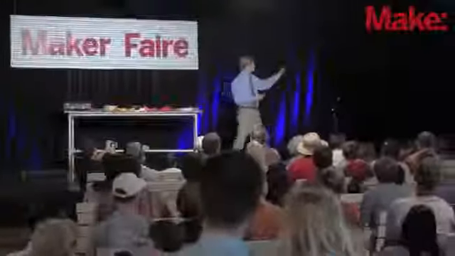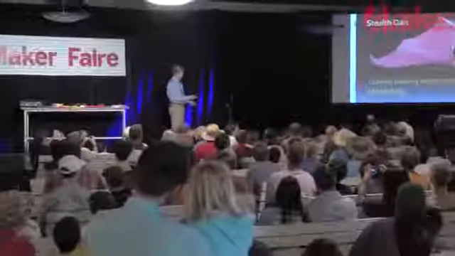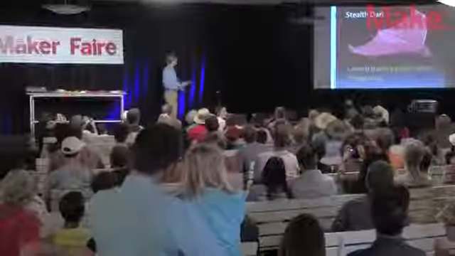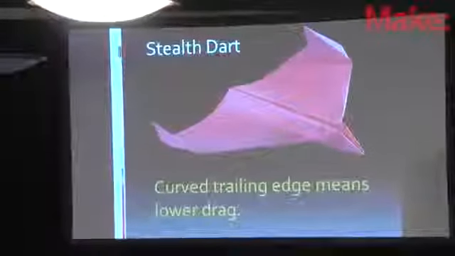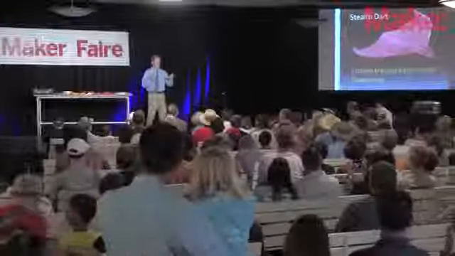Here's a close look at the Stealth Dart. One thing to notice here on the Stealth Dart is it's got this curved trailing edge. That helps it be more slippery through the air. That's an idea called low drag. You want really low drag for an efficient airplane.